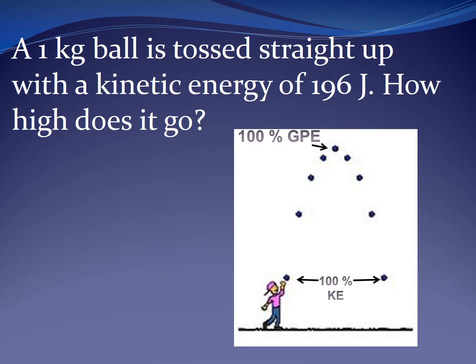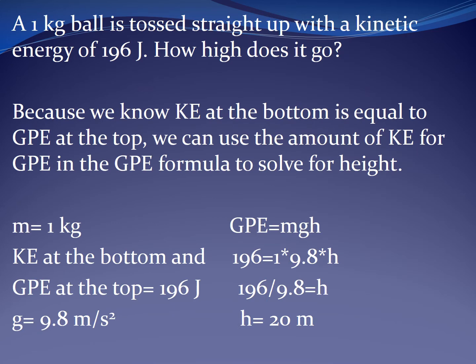A 1 kilogram ball is tossed straight up with a kinetic energy of 196 joules. How high does it go? The most important thing when calculating problems like this is that you remember that KE at the bottom is equal to GP at the top. They're kind of opposites at different points.